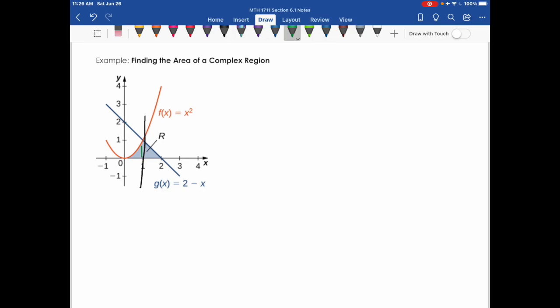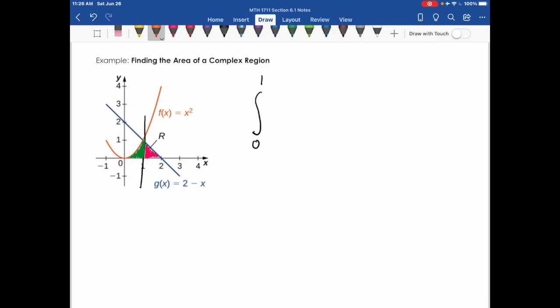Now, the nice thing about looking at this picture is that we can see where the intersection point is, so we don't have to actually go through the steps of finding that. So we're going to split this up into two regions and add those areas together. I'm going to split it up into the green region and the pink region. So we're going to find the green region first, so from 0 to 1.